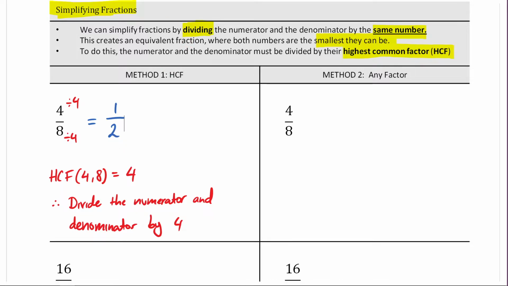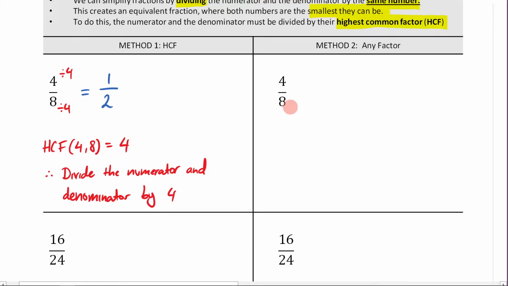But let's say you want to use method 2. Method 2 just says you can divide by any factor. So let's say that instead of dividing by the highest common factor, you instead just divided by 2. So as you can see, what I'm doing here is I'm just dividing by 2. If I divide by 2, that means what I'm going to end up with here is 4 divided by 2 is 2, and 8 divided by 2 is 4. Now I've got 2 and 4. But do you see how this can be further simplified?